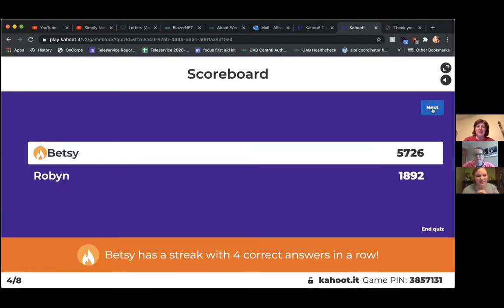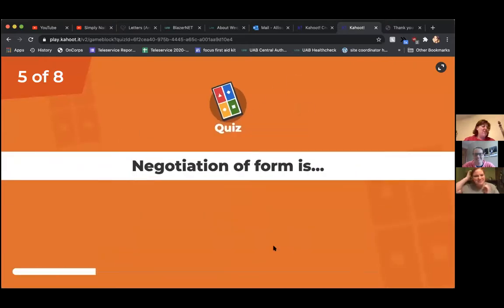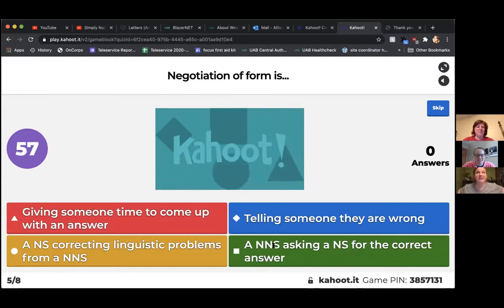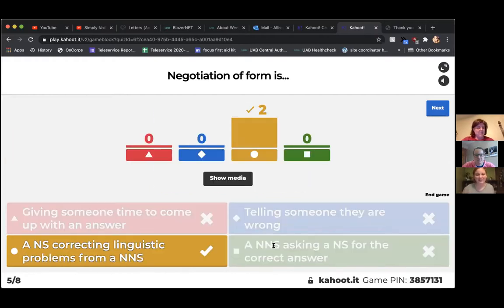Alrighty. Oh man, I didn't learn a thing, did I? So negotiation of form is giving someone time to come up with an answer, telling someone they're wrong, a native speaker correcting linguistic problems from a non-native speaker, or a non-native speaker. Yeah, y'all got it. Okay. Yep, so it's correcting linguistic problems. That's negotiation of form, negotiation of, oh no, I forgot the other one.